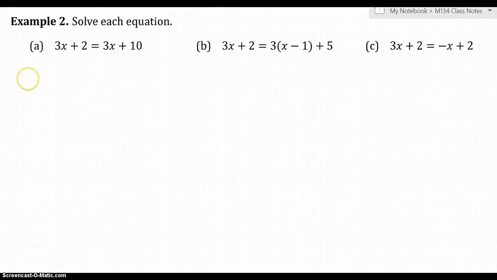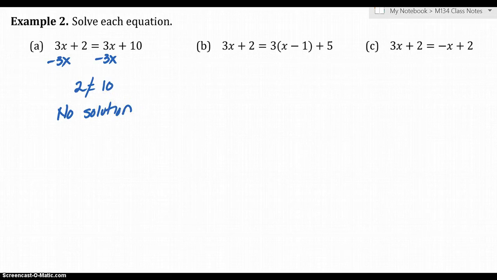So we want all the x's on one side, so what I'm going to do is subtract 3x from both sides. And oh, what happens? This side, the x goes away, giving us 2. The right side, the x goes away, giving us 10. So we didn't have this in B.1. This is a little different. 2 cannot be 10. That doesn't make sense. And the x's go away. So here is a case where there's no solution.